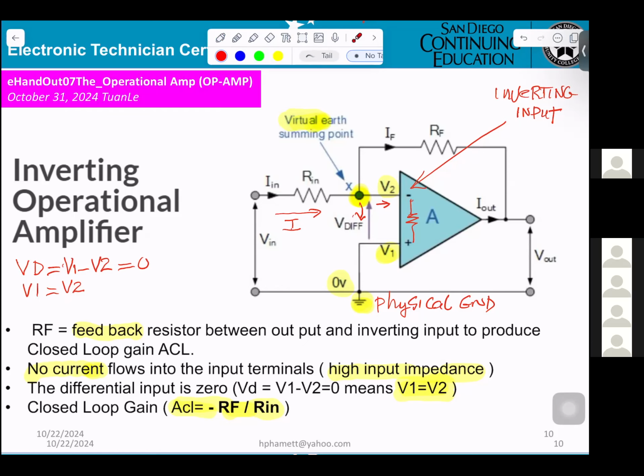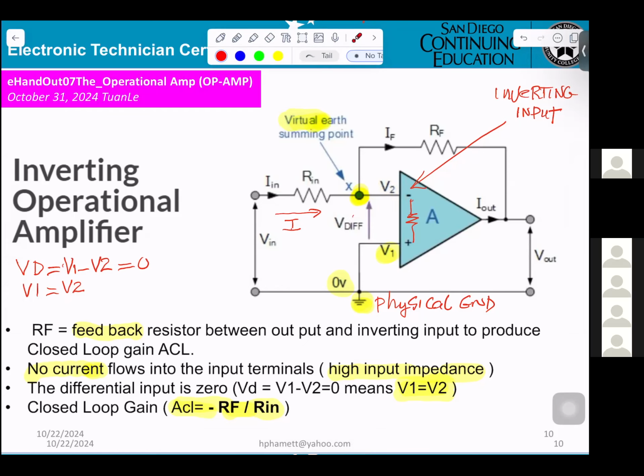Okay. The reason they are not coming in here, the thing is high impedance. That's what we're talking about here. High input impedance. Because impedance is like a resistance, and resistance is the opposition to current flow. Exactly.